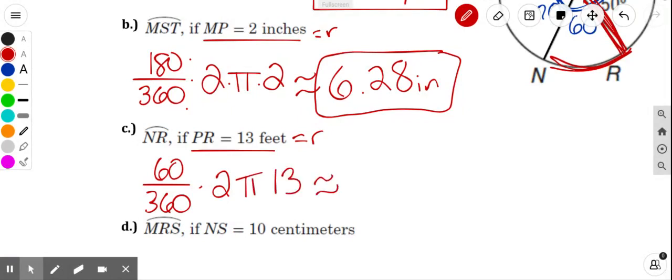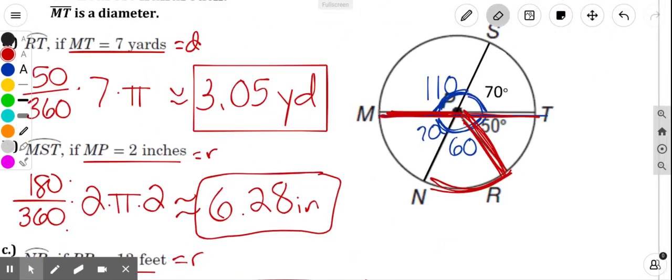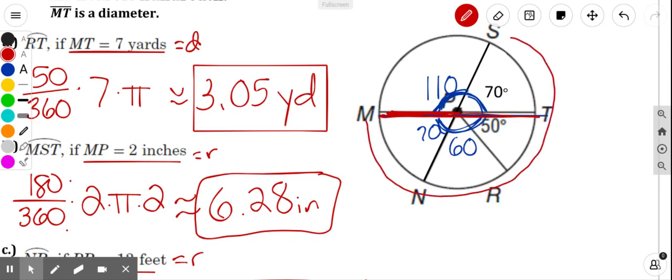So plug that into your calculator. 60 divided by 360 times 2 times pi times 13. You end up getting 13.61. And that's feet. Okay, last one is MRS. So let's look at the picture. MRS, so from here to here, all the way to S.